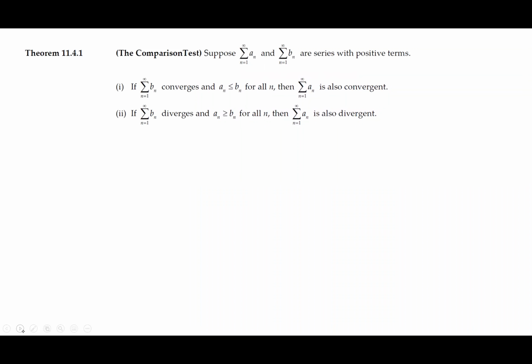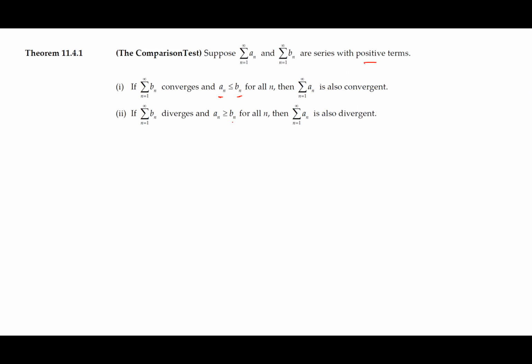Okay, so here's what the comparison tests say. You have two series. Again, positive terms. If the series Bn converges and all the ANs are less than or equal to Bn, then my series AN is also convergent. If my series Bn diverges and my ANs are greater than or equal to the Bns, then my series AN is also divergent.